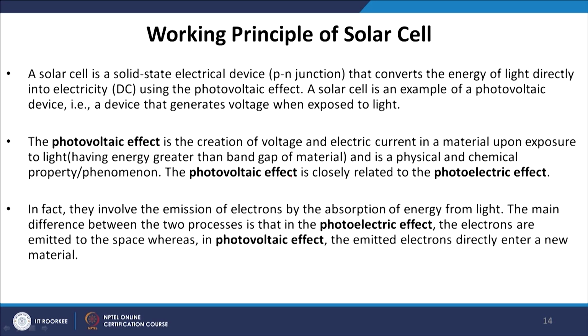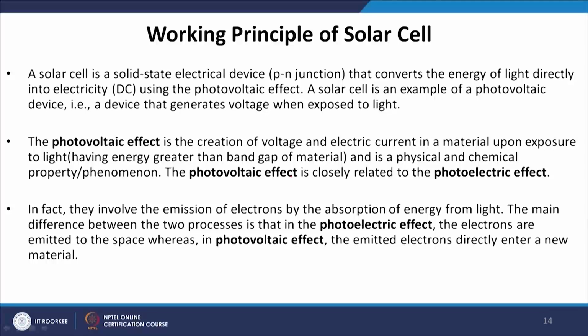In the case of the photoelectric effect, the electrons have to overcome a certain work function of the metal to be ejected. The main difference between the two processes is that in the photoelectric effect, the electrons are emitted into space, whereas in the photovoltaic effect, the emitted electron stays inside the material.